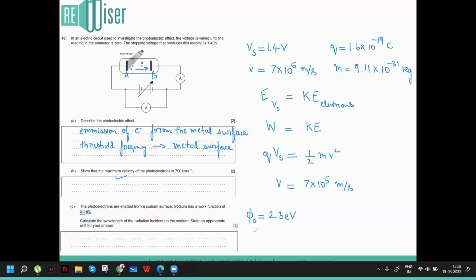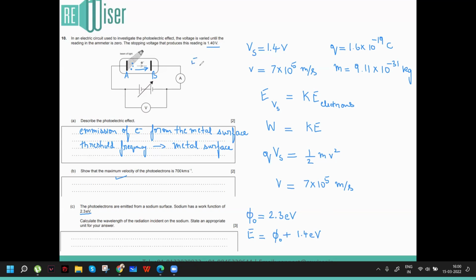The total energy supplied, E, is equivalent to the minimum energy that has to be supplied for photoelectric effect to occur, which is nothing but the work function phi naught, plus the 1.4 electron volt of energy that is supplied through the stopping potential. Here 1.4 volt is the voltage that is supplied.